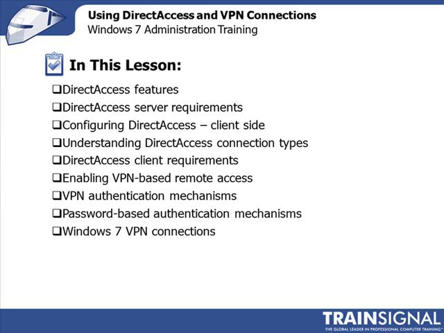Once we're through with Direct Access, we'll move on to more traditional remote access methods in the form of VPNs. Once we start with some basics on enabling VPN-based remote access, we'll talk about some VPN authentication mechanisms, including some password-based authentication mechanisms you should understand. Then we'll wrap up with a short demonstration of how to create a Windows 7 VPN connection.